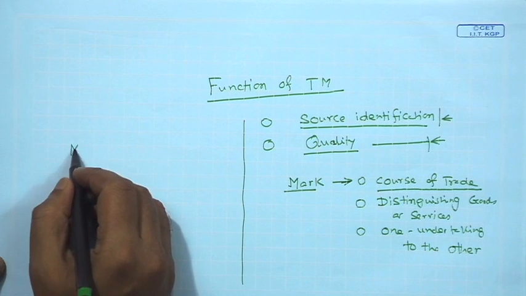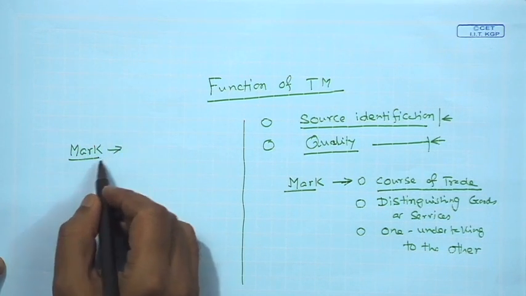Services means like a banking service, educational service, insurance. Those can also use a trademark. One undertaking, just like a banking service, you know, SBI, United Bank. Educational institutes also, the different MITs. Okay. So, mark. Now, come to intricacies on the mark.